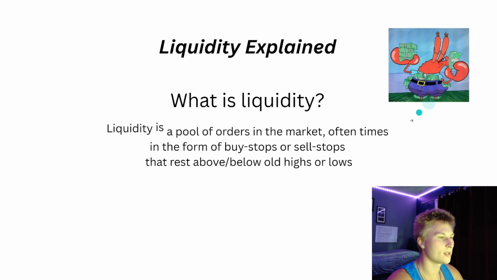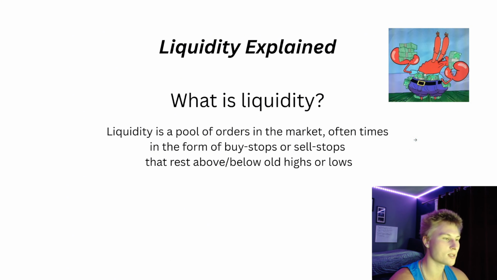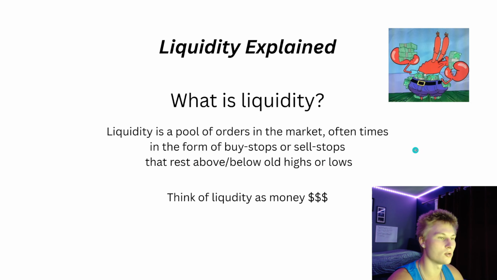What even is liquidity? Liquidity is basically a pool of orders in the market. Oftentimes it's people's stop losses. So this can be in the form of buy stops or sell stops, as well as limit orders, and oftentimes these will rest above old highs and old lows. I want you guys to think of liquidity as money. Wherever I see liquidity pools, I see money resting there, which I can either take trades off of or use as a target.